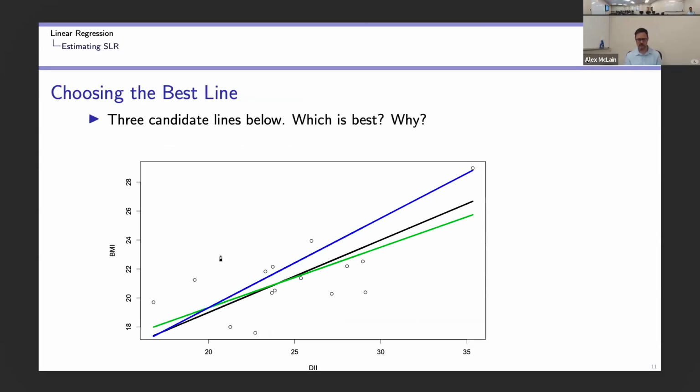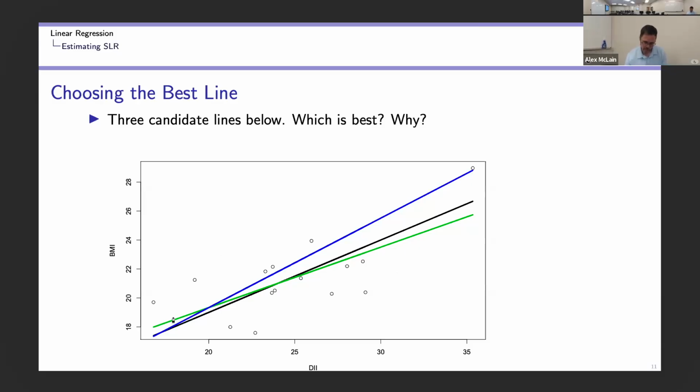There's a few different lines here. Okay, we have the blue line, the green line, and the black line. Any one of these could be our chosen line for our linear regression. Which one should we choose, and why should we choose it? So should it be the blue? Should it be the black? Should it be the green?